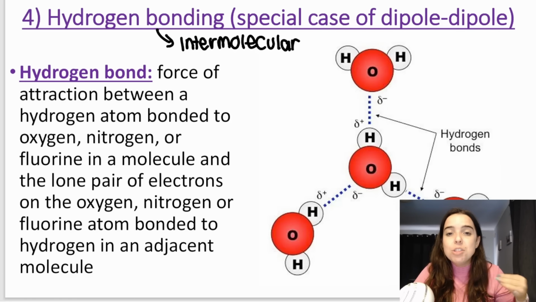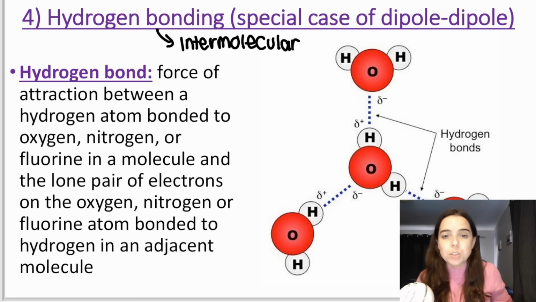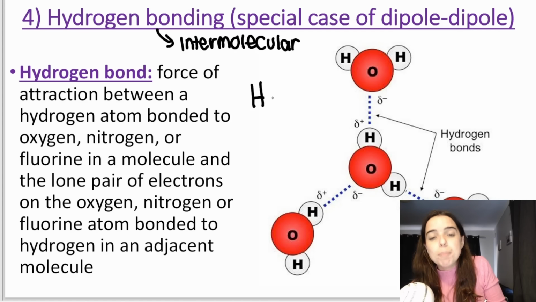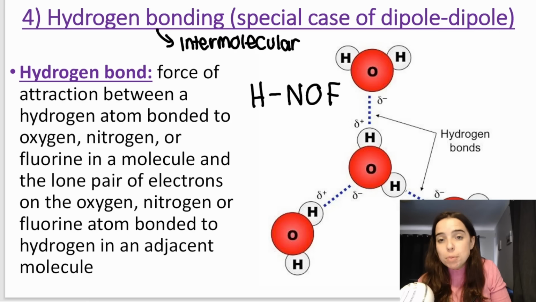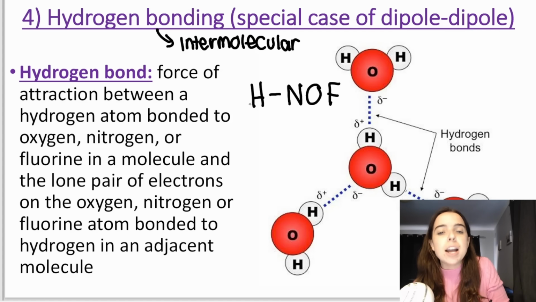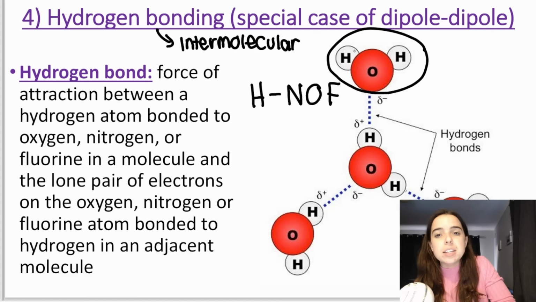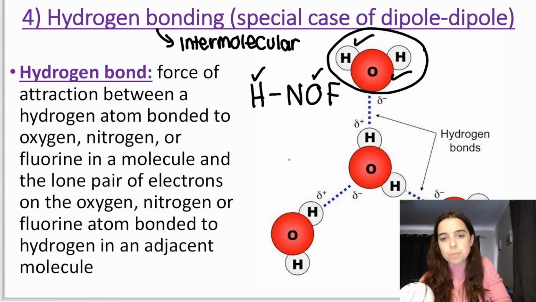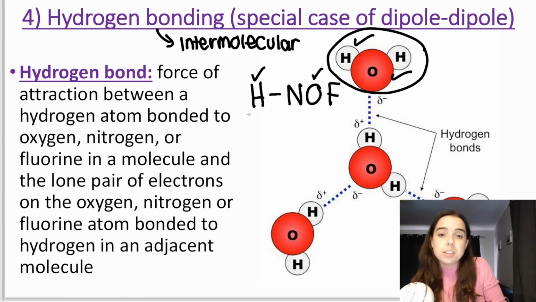And as I said, this only occurs in molecules where you have the hydrogen bonded either to a nitrogen, oxygen, or fluorine. So how I remember it is I call it H-NOF. That's how I remember it. It has to be a hydrogen with either a nitrogen, hydrogen with oxygen, or hydrogen with a fluorine. So water fits this case because it is a hydrogen, tick, and an oxygen, tick. So hydrogen and oxygen. Something else that could fit this situation is NH3 because, again, it's hydrogen with nitrogen.